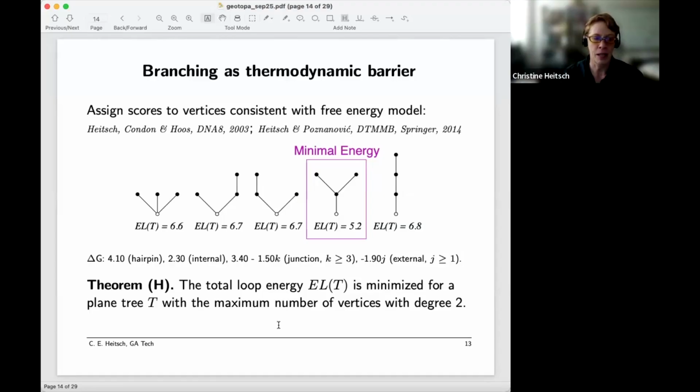And that means that you can write down a function and calculate the optimum to show that the minimum energy is going to be obtained where you branch as much as possible. So you pick up the benefit for branching, but you keep the degree of branching as low as possible. And so that is going to have the maximum number of vertices with degree 2.